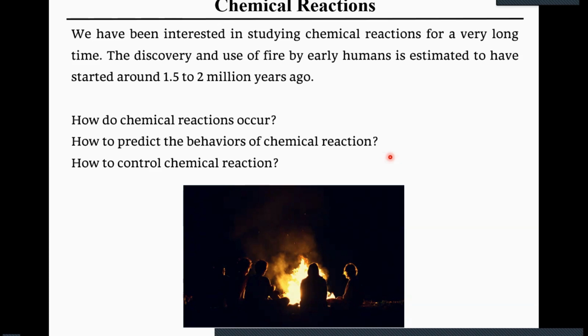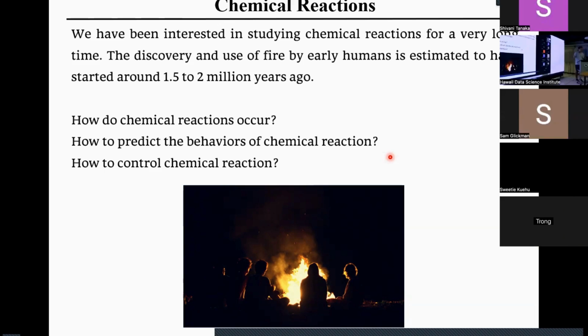And ever since that time, why we care about chemical reaction has actually not changed much, right? Summing it all up, we're interested in these three questions. How do chemical reactions occur? If we want to start a fire, let's hope we don't have to wait for the next lightning rod, right? And how to predict the behavior of chemical reactions.